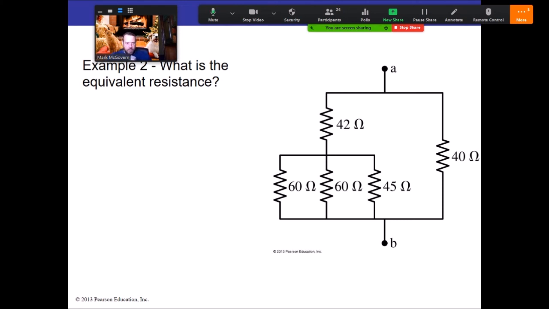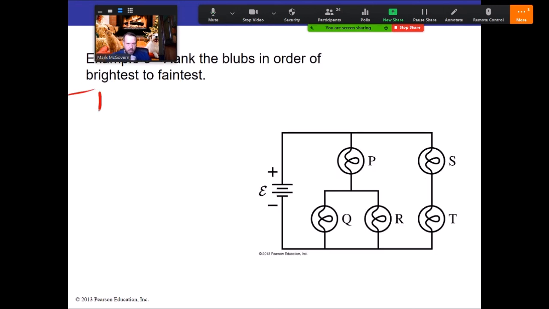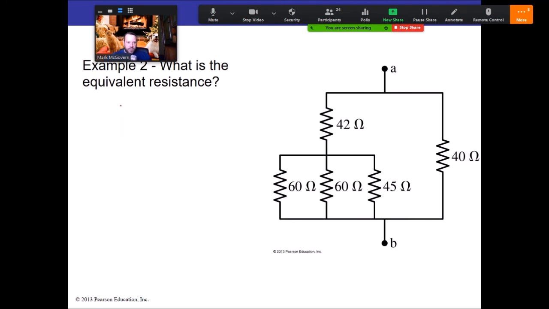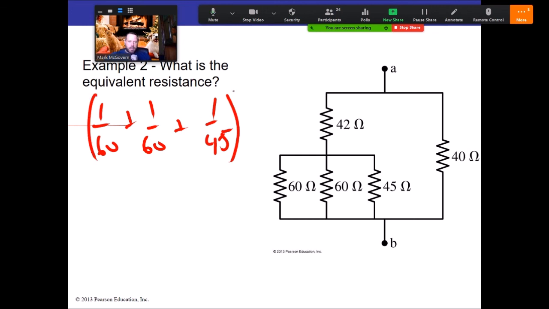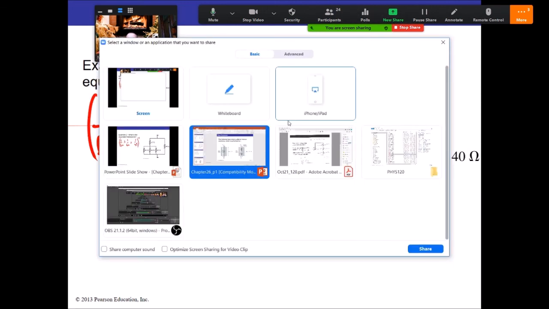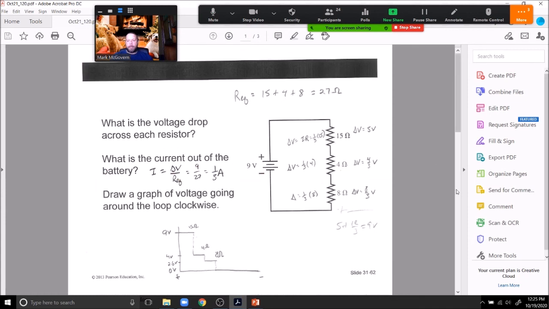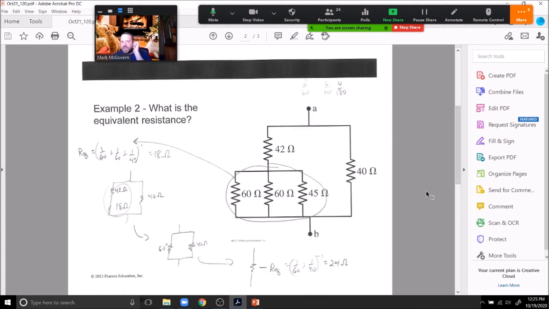This is going to be, where's my little marker here? 1 over 60, 1 over 60, 1 over 45. And in fact, I should just show my slide here for that. All right, so the 60, the 60, and the 45 are in parallel. You add their inverses, take the inverse, we get 18 ohms.